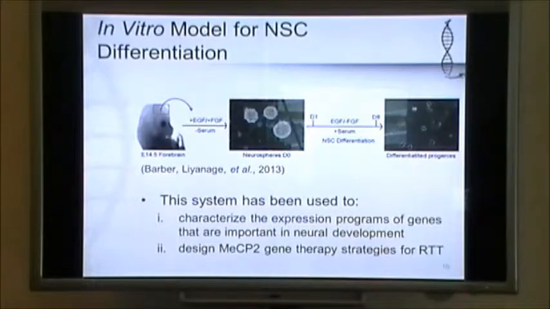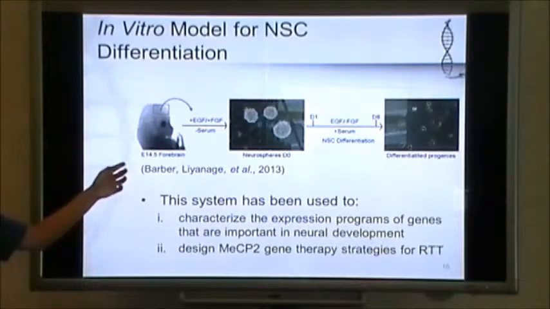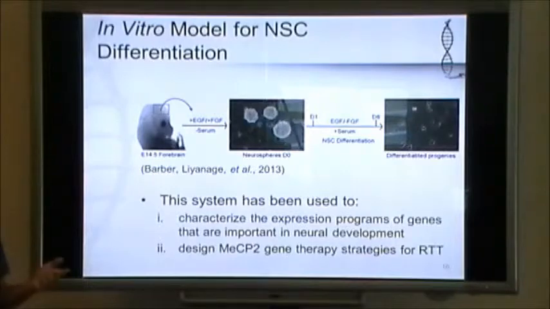These neurospheres will be dissociated to single cells and cultured to form these differentiated progenies. The indicated time points here of day 1 and day 8 will represent early and late events in neural stem cell differentiation respectively. This system has been used before to characterize the expression programs of genes important to neural development, as well as to design MECP2 gene therapy strategies.